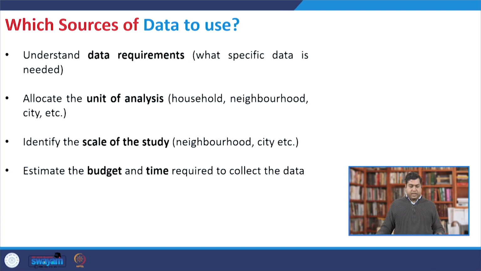Now the next thing is which source of data to use. Should we go for a primary survey, or should we go for a secondary survey, or we don't need to do any such kind of survey, we can just rely on certain assumptions. It's not very easy to give one answer for this, because depending on the need you have to go for the collection of information. So for that you have to first understand the data requirements, what specific data is required.